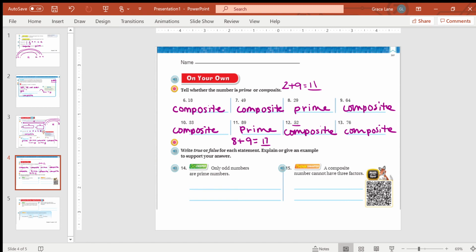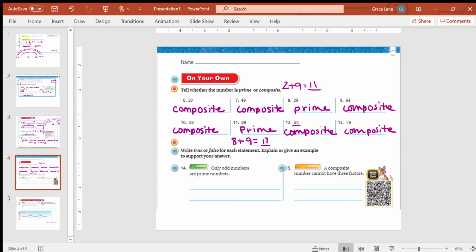Okay, think about 14 and 15. Pause the video, try these on your own, see if you can figure these out. Number 14 says true or false, only odd numbers are prime numbers. Okay, so think about that. Are there any even numbers that are prime?